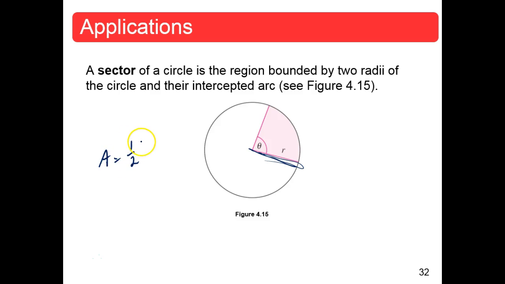1/2 the base times the height. Now, this doesn't fit exactly, but it helps me. That's where the 1/2 kind of comes from. The base is R. And the height, well, that's not real clear here, but it's not too far from being the arc length, which is r theta. So this is 1/2 r squared theta.